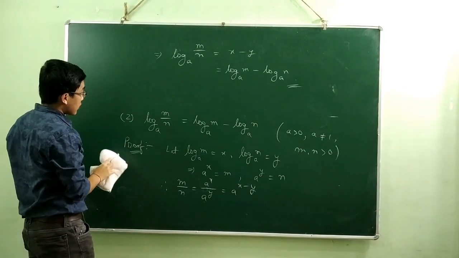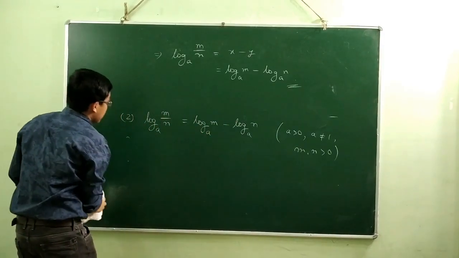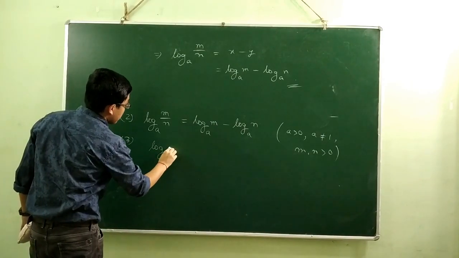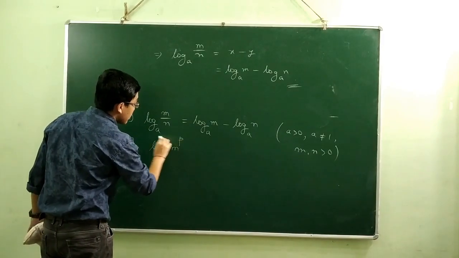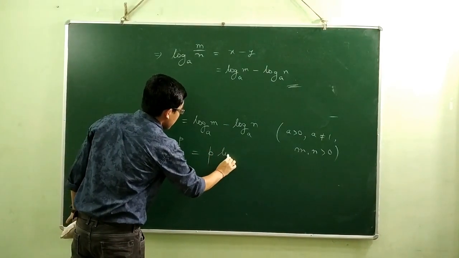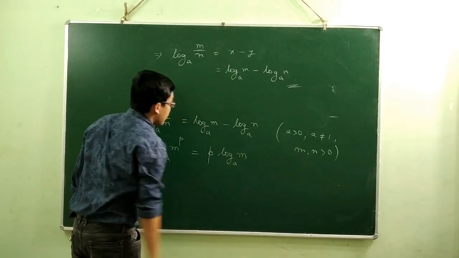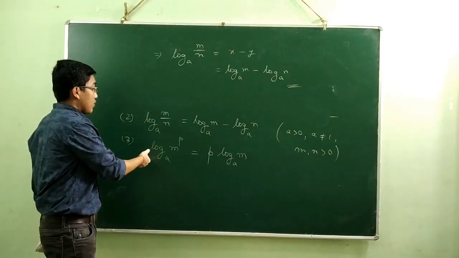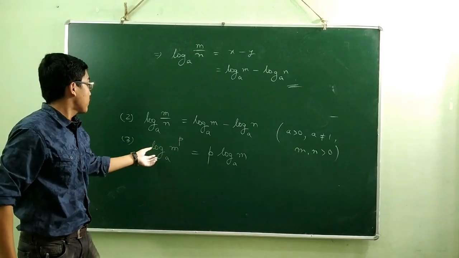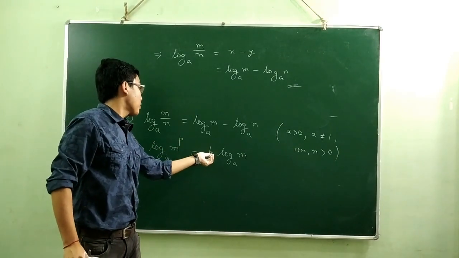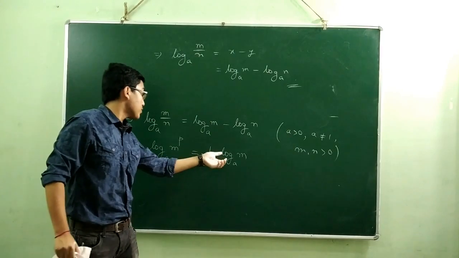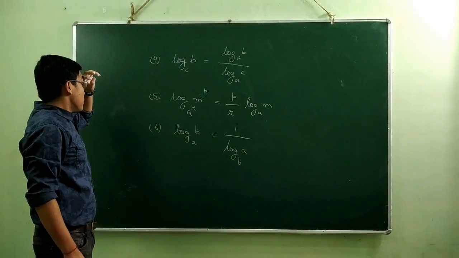Similarly, the next law, let me just write down the next law, says that log of some number, say m, to the power say some p with base a, this will be p log a m. It means that if I take log of some number which has a power, then the power will be multiplied. The p is raised to the power m here. If I take log of this number, the p comes as a multiplication.